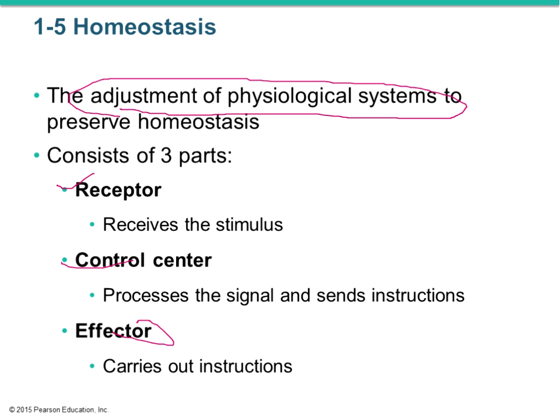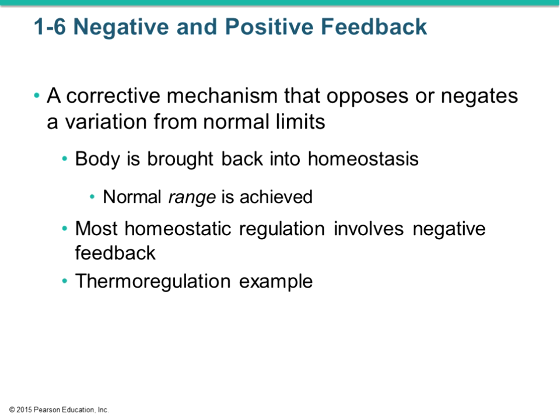That information is sent to the control center, which is typically your brain, although not always. It may be the organ that is responsible that responds differently. But the control center typically processes the signal and sends the instructions out to the effector, which carries out the instructions to bring things back into range. So receptor, control center, and effector are really important players involved in that process.